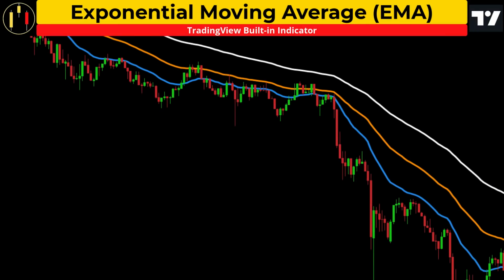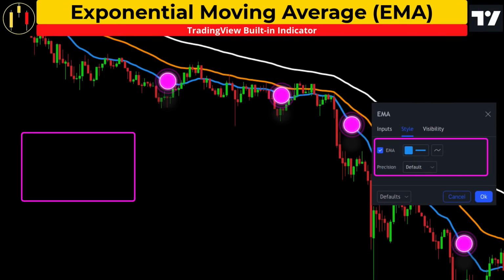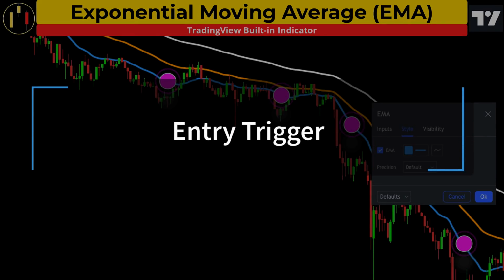The final study to place on the chart is the 25 EMA. This will be colored in blue. The 25-period exponential moving average will be used for triggers.